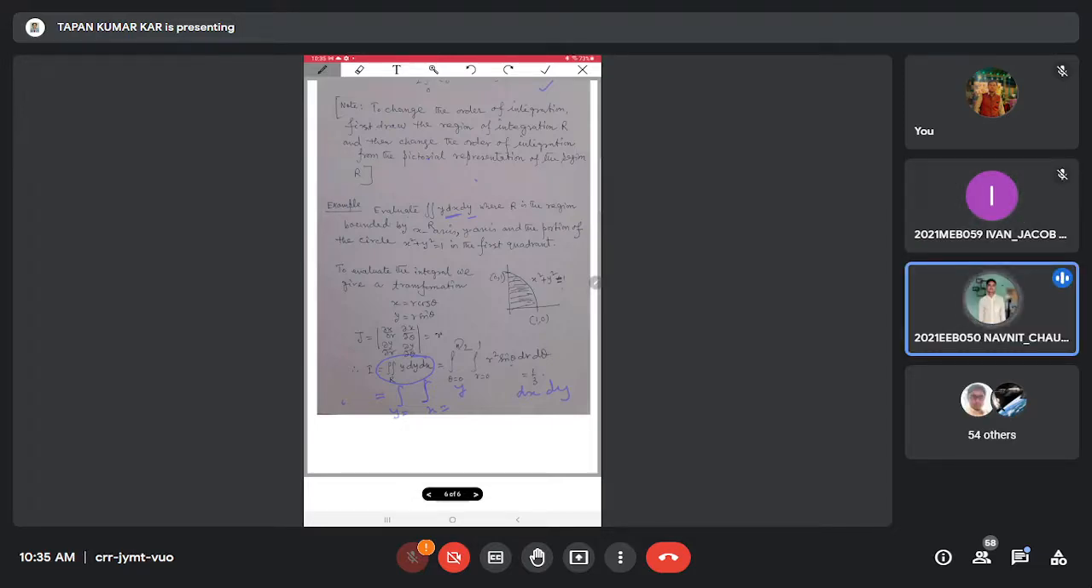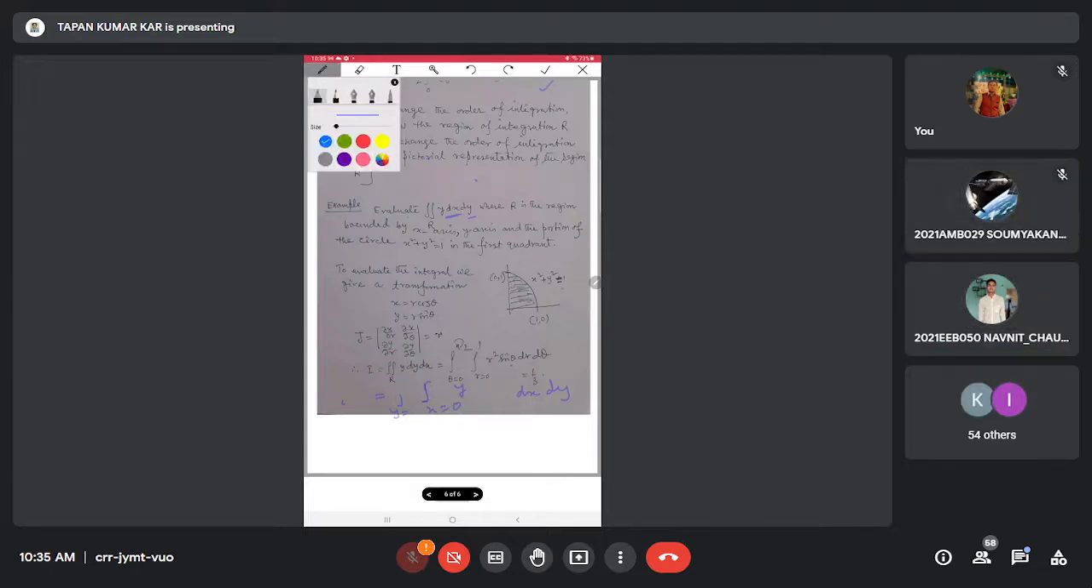Yes, sir. Which 0 to 1? 0 to root of 1 minus y square. For x or y? For x. x first, then y. So tell me what will be the limit of x? Yes, it is correct: x equal to 0 to under root 1 minus y square.